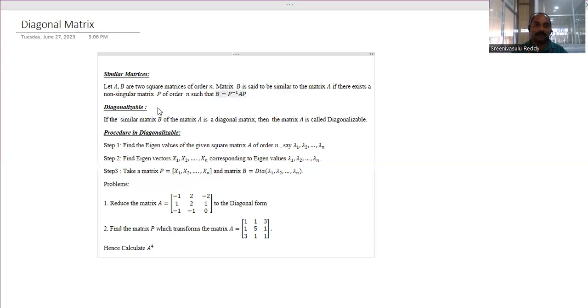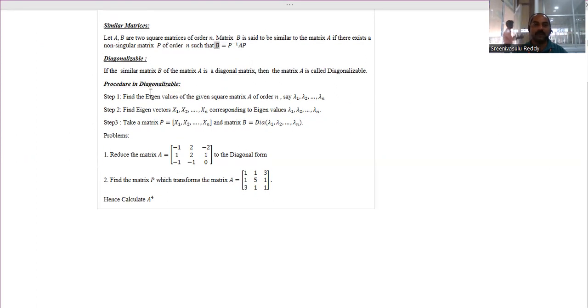Now, in the case of a diagonalized matrix, a matrix A is said to be diagonalizable if there exists a diagonal matrix in place of B. Only diagonal elements are there, other elements are zeros. Diagonalization is nothing but a similarity. If the similar matrix B of the matrix A is a diagonal matrix, then the matrix A is called diagonalizable. That's all.